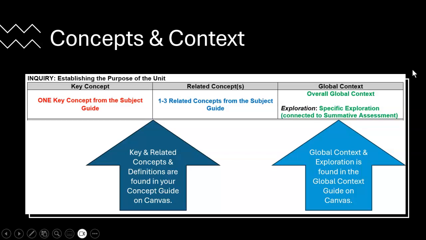Alright, so at the top of our unit planners, our very first task is going to be choosing a key concept, a couple of related concepts, and a global context. A lot of these guides that are published by the IB are very long and sometimes a little bit arduous to figure out. So I made a couple of concept guides for you guys in our Canvas course to make this as easy as possible. So let's take a look at where we can find them.